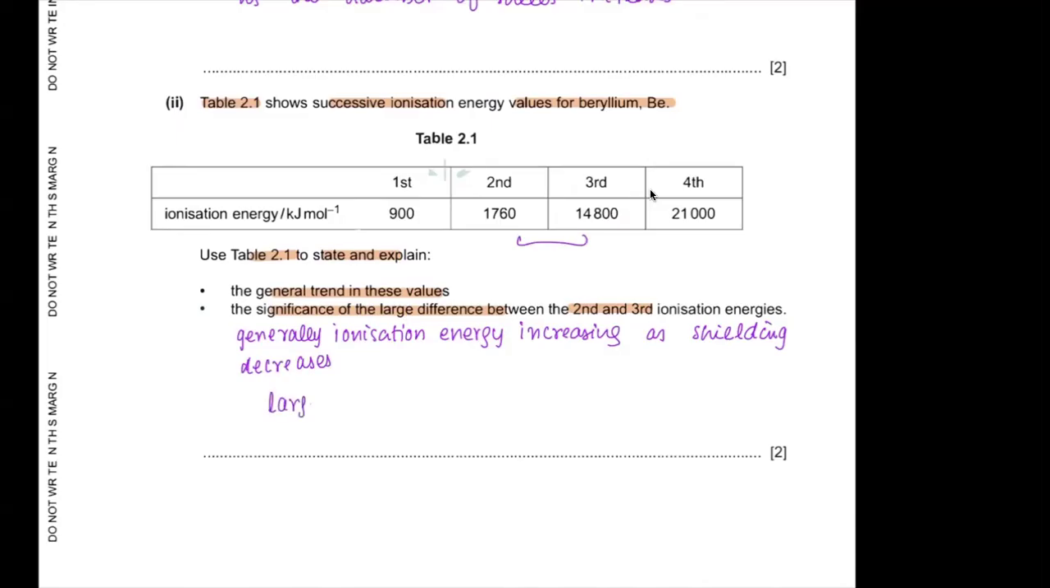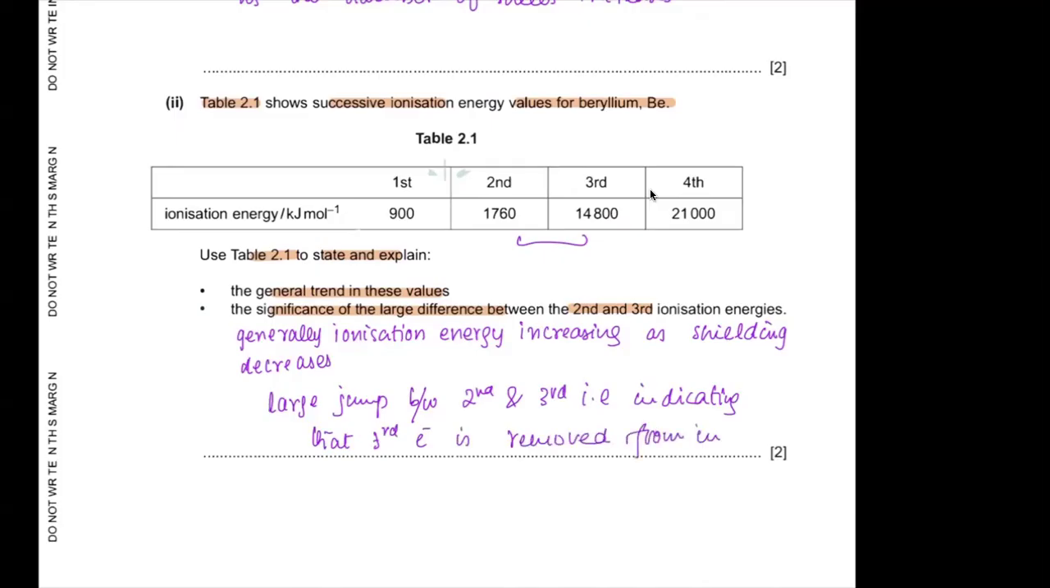So the large jump between second and third ionization energy, indicating that the third electron is removed from the inner shell. Is this clear to all of you?